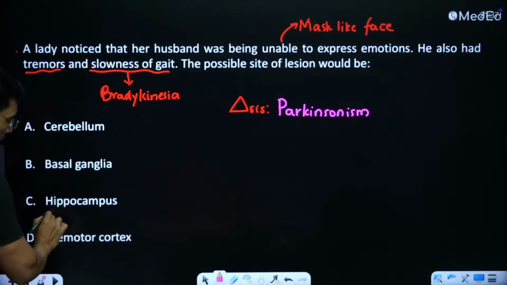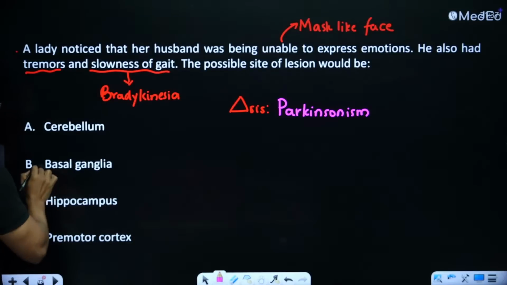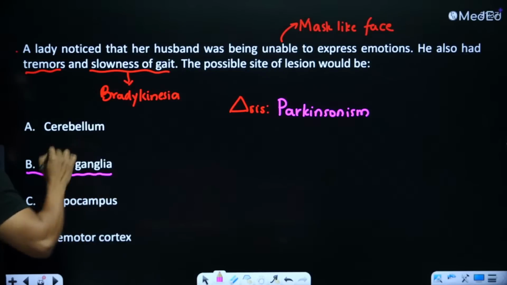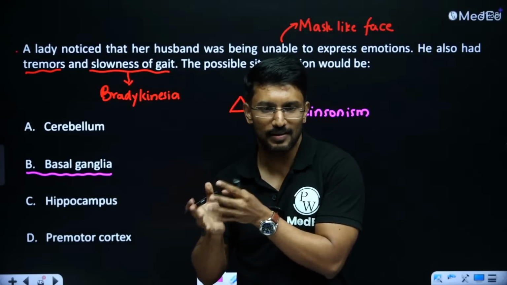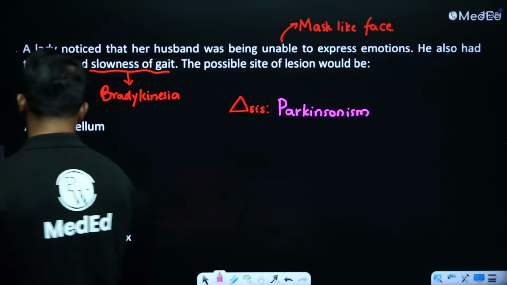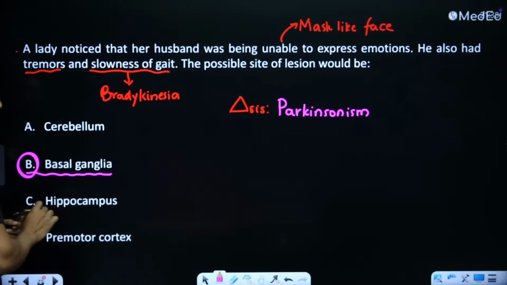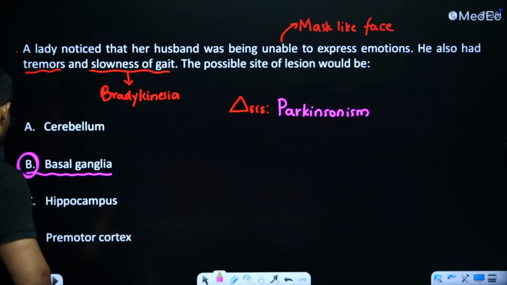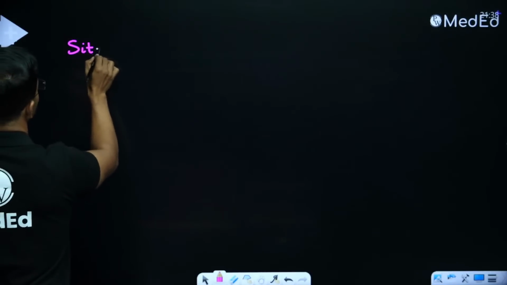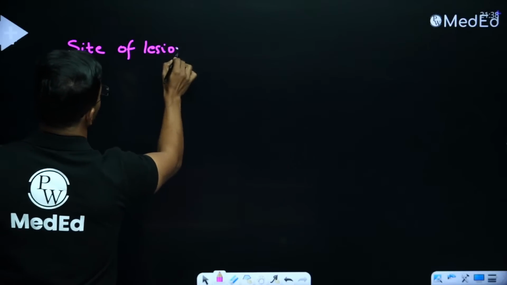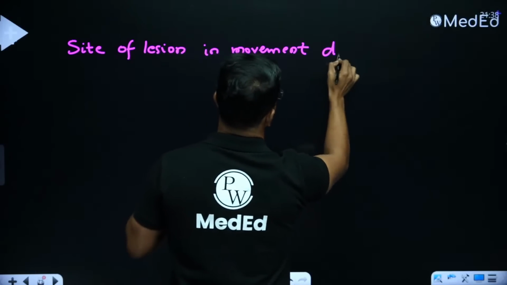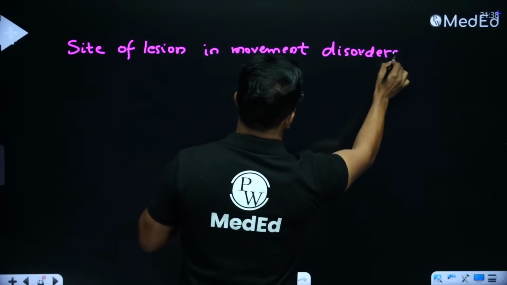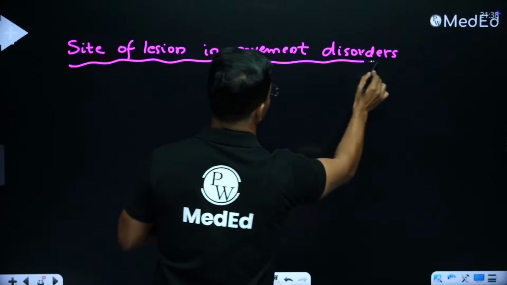Then it can't be hippocampus or premotor cortex. No. Most of the movement disorders are because of a basal ganglia lesion. And please remember, substantia nigra is one of the nuclei which is considered part of the basal ganglia. So the answer here should be basal ganglia. And the important thing I want you to remember with respect to movement disorders is the site of lesions. So the basal ganglia has several nuclei, and they ask you the site of lesion in various movement disorders. As we already know, Parkinson disease is substantia nigra, which is one of the nuclei belonging to the basal ganglia.